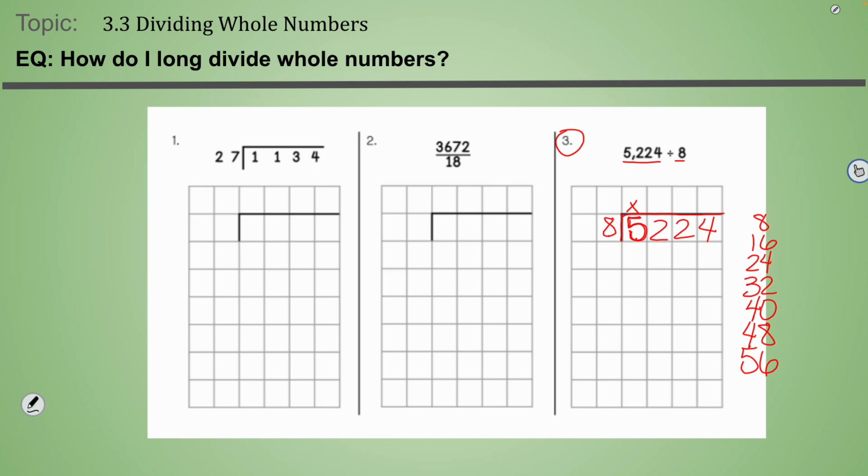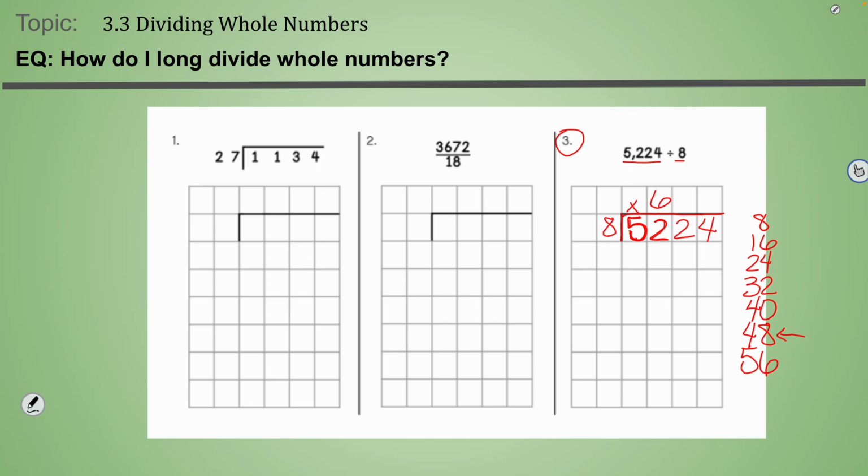I've got now 52, and I get to do both the 5 and the 2. Does 8 go into 52? And absolutely. I want to look for the smallest number without going over. So I see this 48. I think, okay, that's going to be 6 8s to make 48.